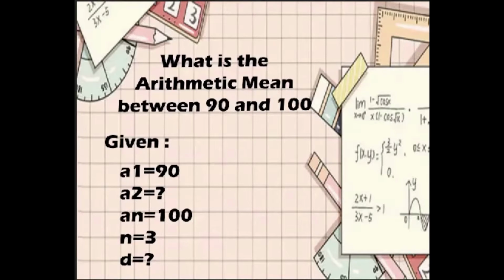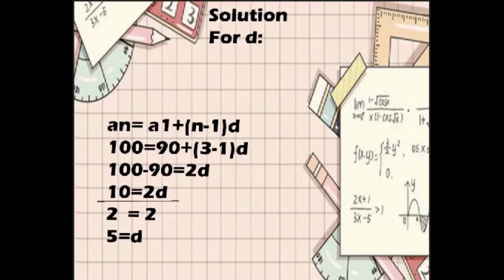What is the arithmetic mean between 90 and 100? So first we need to know what is given. A sub 1 or the first term is equal to 90. A sub 2 is missing. A sub n or the last term is 100. N or the number of terms is 3. And the difference is unknown. After knowing the given, first we need to find d, or the difference.